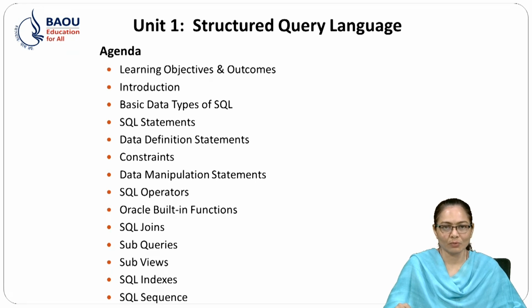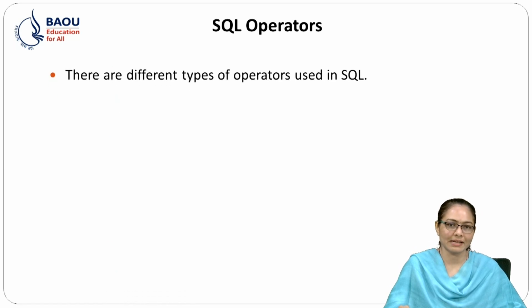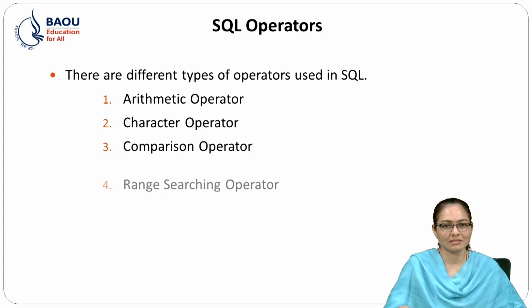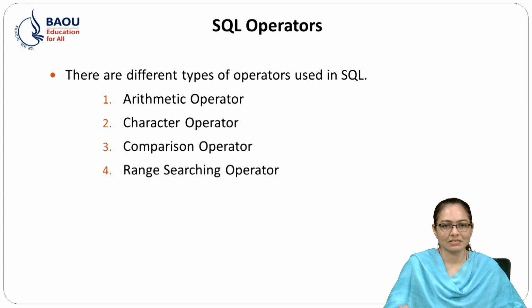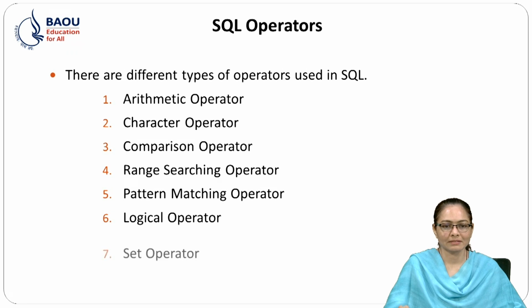Select with the group by clause and having clause. Now, today we are going to start with the SQL operators. There are different types of operators used in SQL. First is the arithmetic operators. Second is the character operators. Third is the comparison operators. Fourth is the range searching operators. Fifth is the pattern matching operators. Then logical operators and set operators.